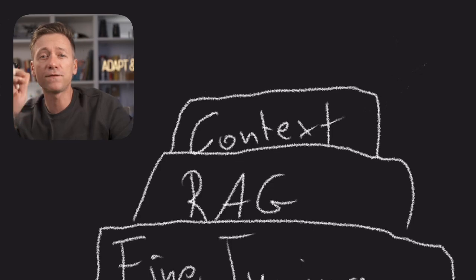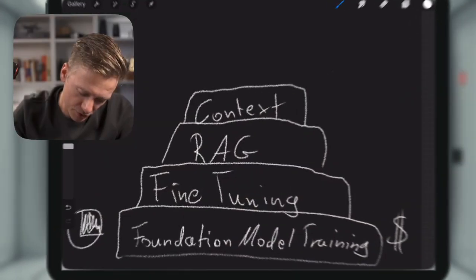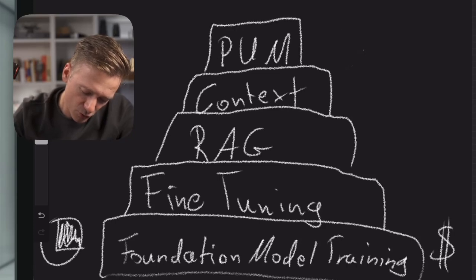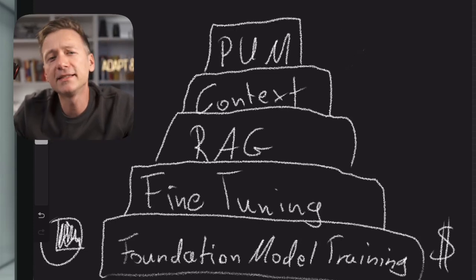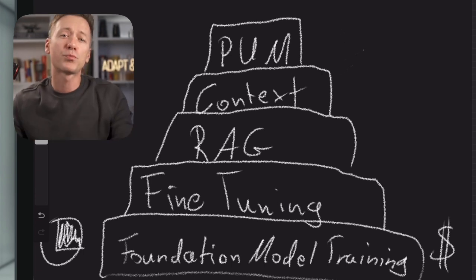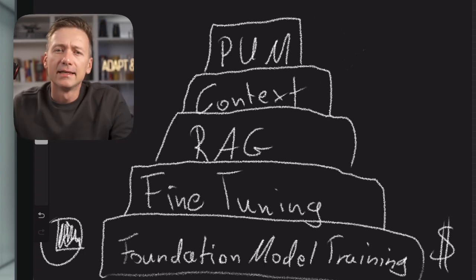And then finally, and this is kind of a bonus because this is not available everywhere, this is generally called persistent user memory, or PUM. This is where things get a little bit tricky, especially when we're talking about privacy. This is like the AI's personal notebook about you.